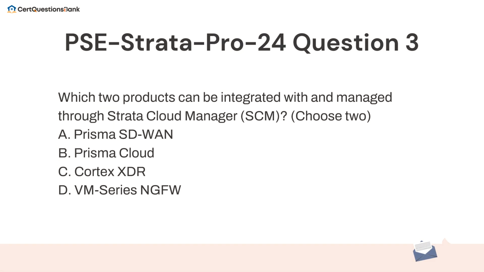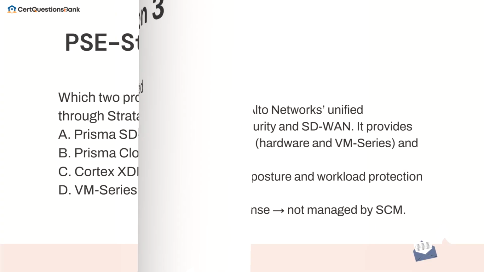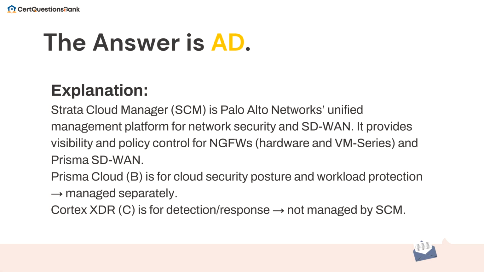Which two products can be integrated with and managed through Strata Cloud Manager, SCM? Choose 2. A. Prisma SD-WAN. B. Prisma Cloud. C. Cortex XDR. D. VM-Series NGFW. The answer is A and D.